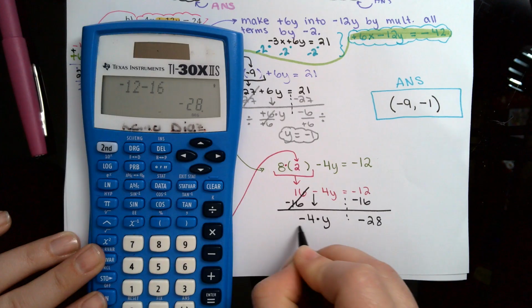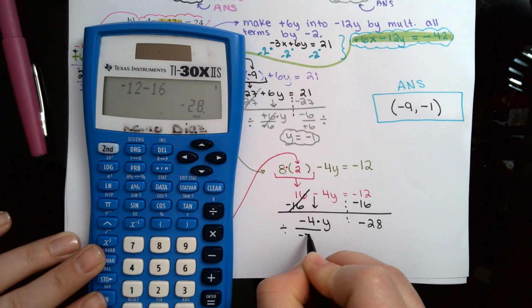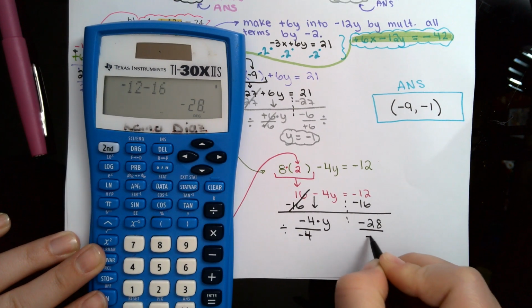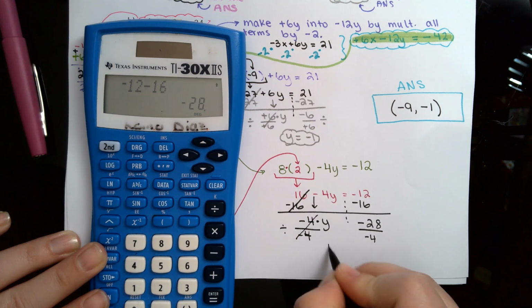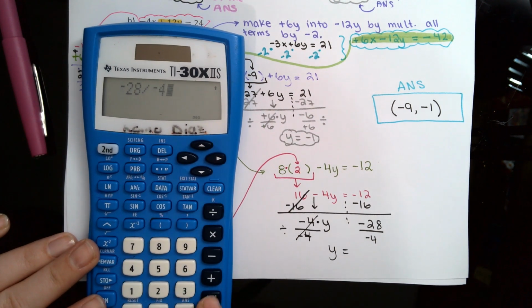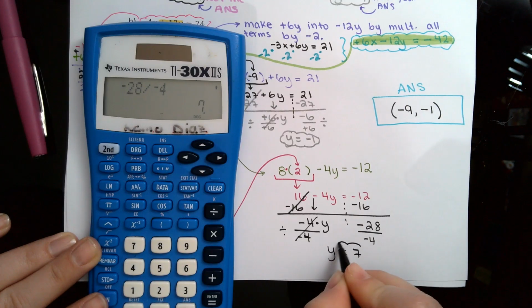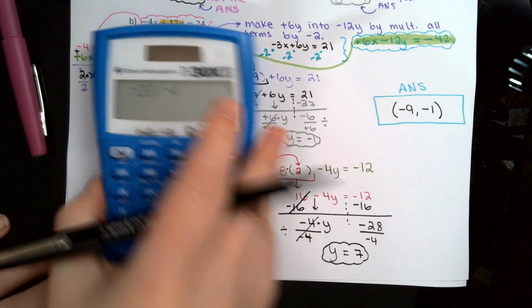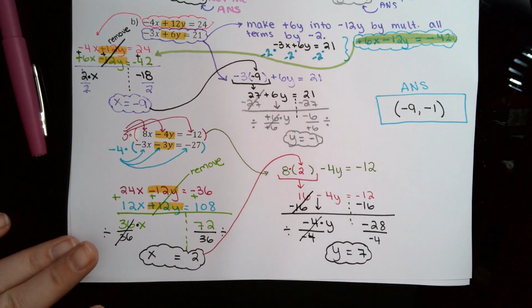Be careful with the negative. Divide by negative 4 on both sides. Reminder that on one side our goal is to remove. However, on the other side, our goal is to divide. So negative 28 divided by negative 4, I get a positive 7. Put that in a thinking bubble because that is not our answer.